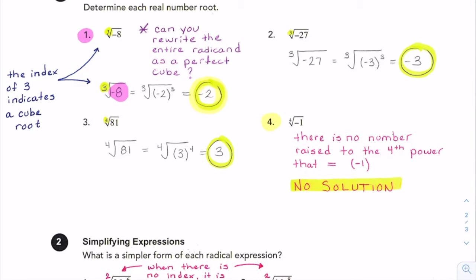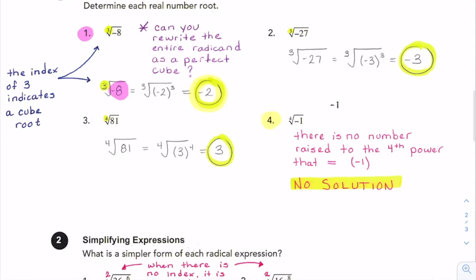So your two options are negative 1 times negative 1 times negative 1 times negative 1, that still comes out to positive 1, or 1 times 1 times 1 times 1, and that comes out to positive 1. So of your only two choices, you cannot end up with this as your answer. And therefore, there is no number raised to the 4th power that equals negative 1.